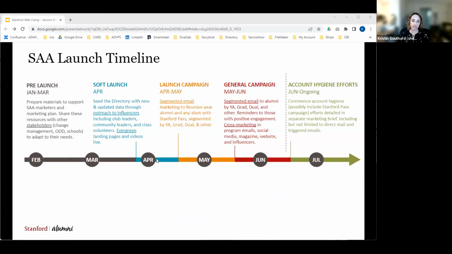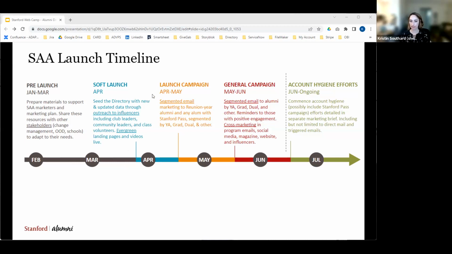So what you'll see here is from our SAA marketing folks, which I just previewed. This is our current state. This is still happening right now. Because we went live at the end of March, there was a decision to do a soft launch where we are reaching out to those key stakeholders we think will be using this: club leaders, community leaders, class volunteers. We encouraged them through different email campaigns to get in there, update their profiles, and check it out so that we could get some feedback.